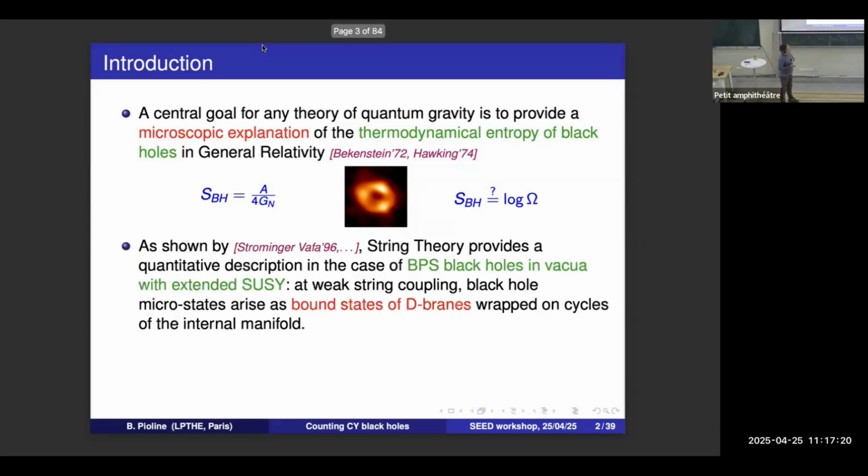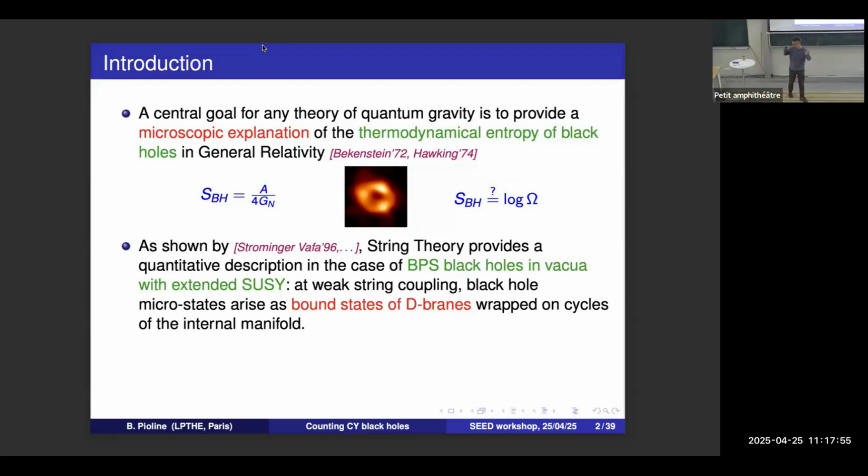And famously, string theory provides a positive answer at the quantitative level in a very restrictive setup, which is the case of so-called BPS black holes, that are black holes that preserve some amount of supersymmetry in vacua, in string constructions, which themselves have extended supersymmetry. And it was a key insight already 30 years ago by Strominger and Vafa, building on some much larger body of work, that you could understand this black hole microstate as being some kind of solitons in string theory.